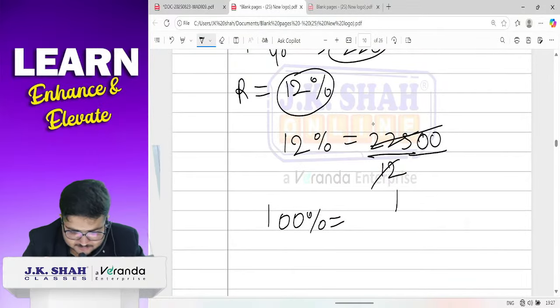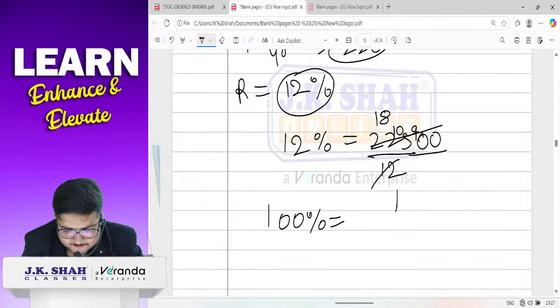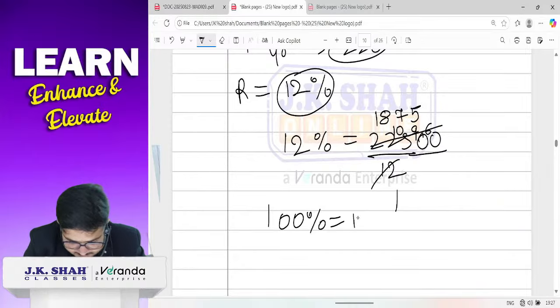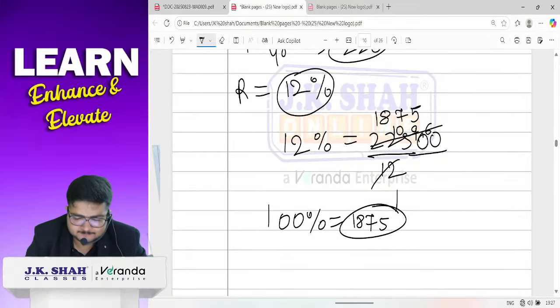12 ones are 12, 10 is the remainder, 12 8s are 96, 9 is the remainder, 12 sevens are 84, 6 is the remainder, 12 fives are 60. 1875 is the answer. This is the principal.